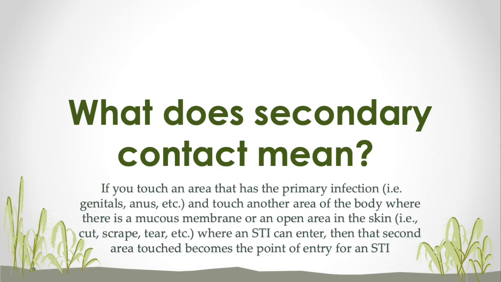So if you touch an area that has a primary infection, considering like the genitals or an anus, and then you touch another area of your body where there's a mucous membrane or an open area to the skin, so maybe you have a cut, a scrape, anything like that, the STI can actually enter through that second area that you touched, so that would be a secondary contact.